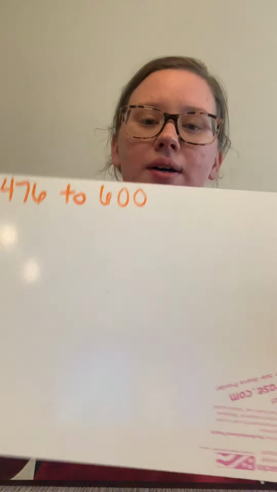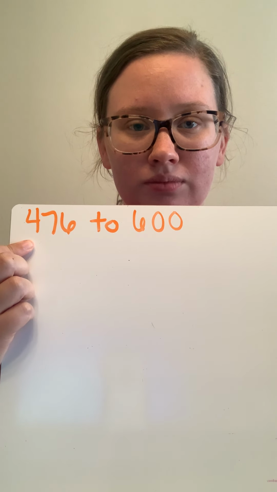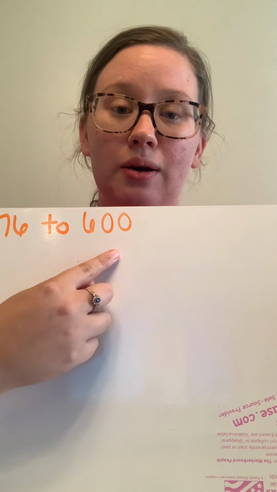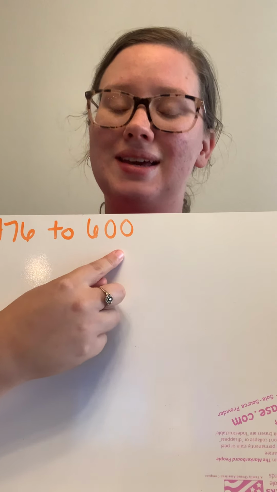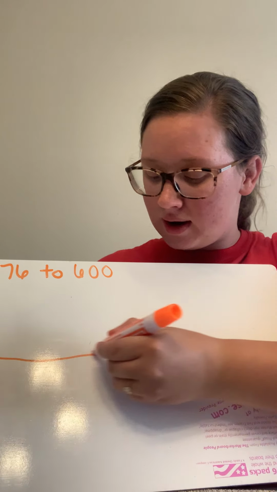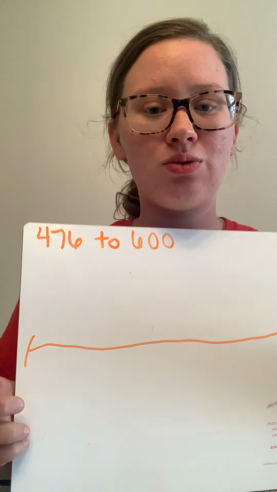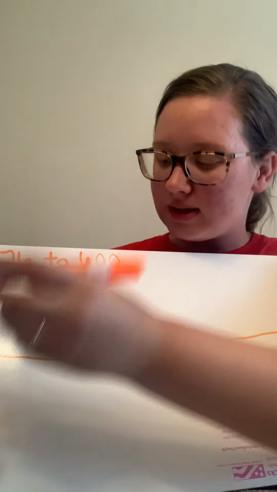So on my paper or my whiteboard, 476 to 600. This is going to be my starting number, 476. I want to get to 600 in the easiest way possible. So here is my open number line. An open number line doesn't have any numbers. This is where you can add in the numbers that you like.